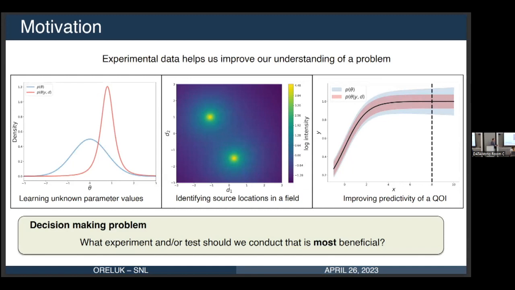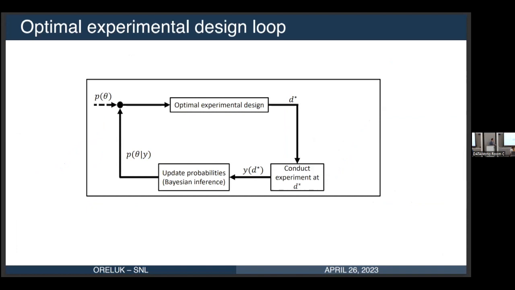If we take a step back, we have this design loop where we have some prior distribution on our parameters that go into this loop. We want to find some optimal design. We'll talk about how we do that in a sec. What comes out is an optimal design denoted D star, D being the design condition, star optimal. Then we can run an experiment at D star and collect some data Y. Then we can update our prior probabilities, conditioned on that data, doing things like Bayesian inference.